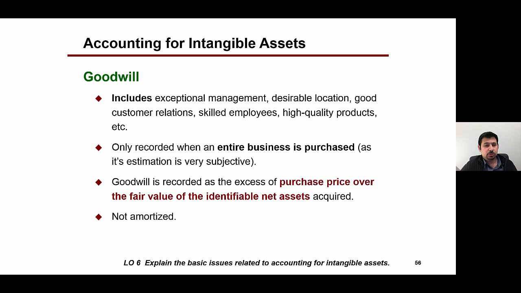Goodwill is another and trickier intangible asset. Here, the thing is that goodwill cannot be calculated except when the entire business is sold or purchased. This would be the difference between the fair value of identifiable net assets, so the value of the net assets, and the sales of the company. Anything in excess of the purchase price over the fair value will be recorded as goodwill. And this is not amortized.